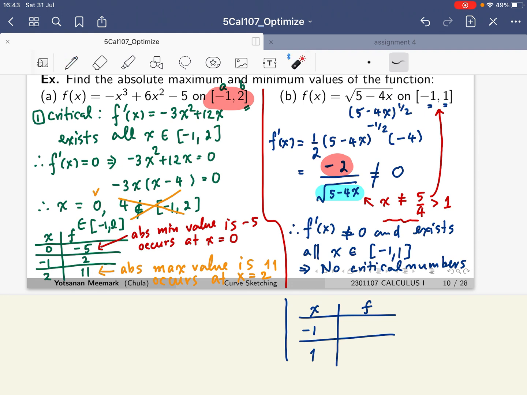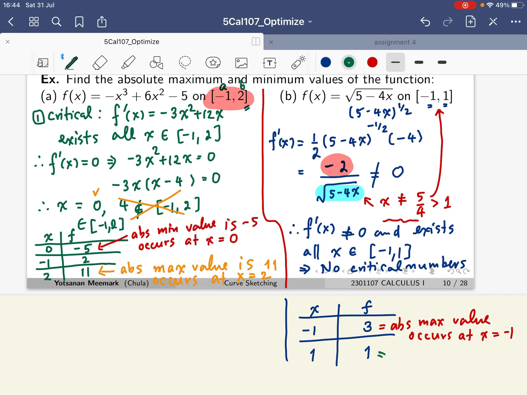If your x is -1, you have the square root of 5 minus 4 times -1, which is 5 plus 4, so the square root of 9, which is 3. And if your x is 1, you have 5 minus 4, so the square root of 1, which is 1. So already this is the absolute max value, right? And this one occurs at x equals -1.